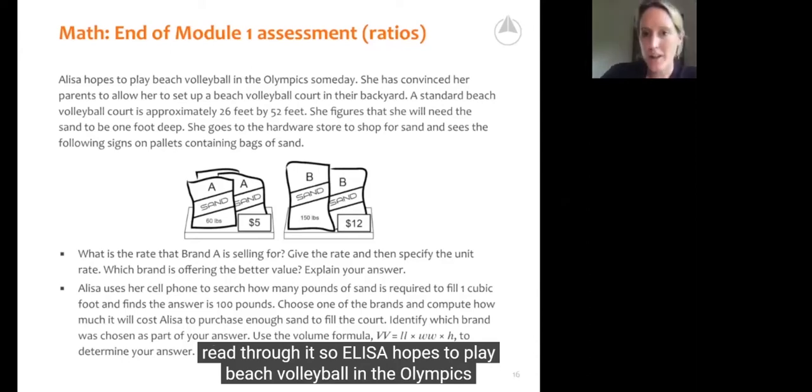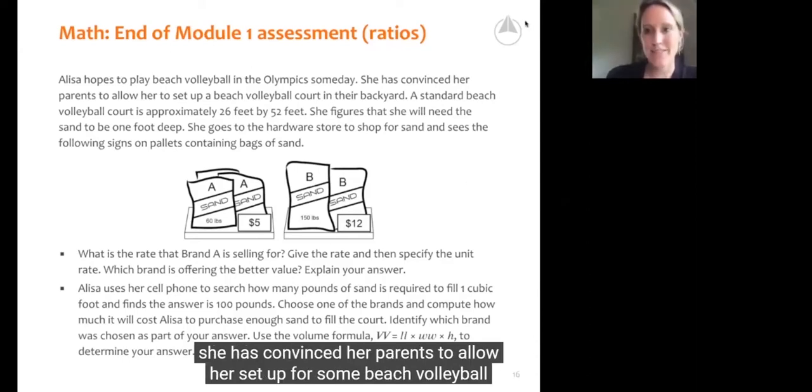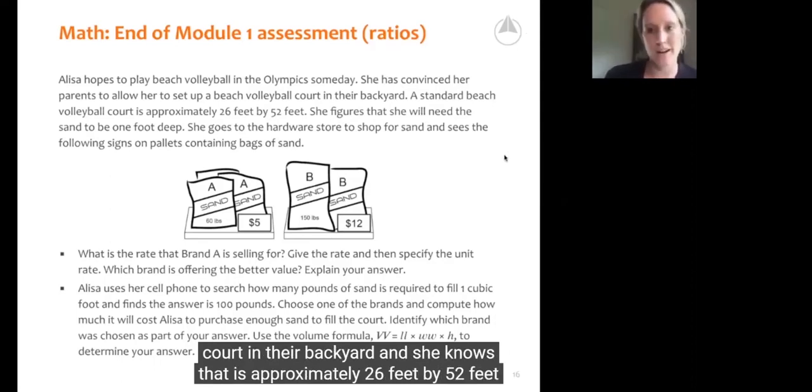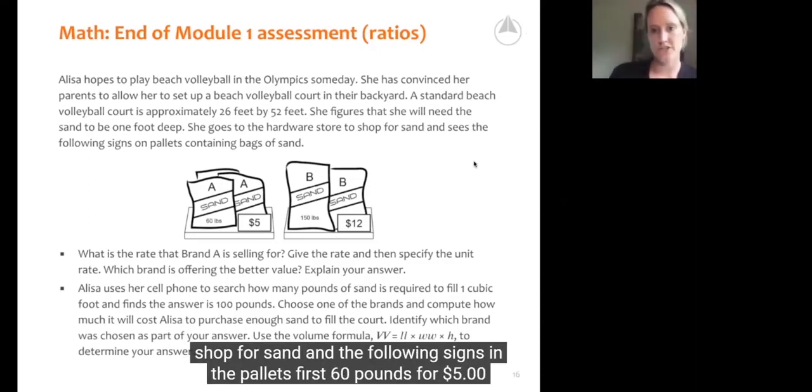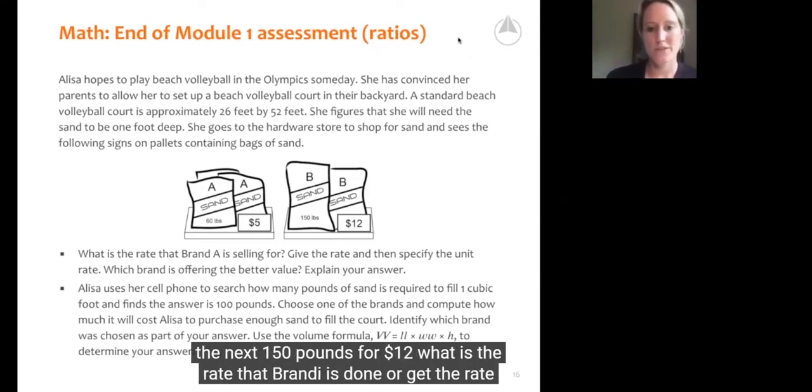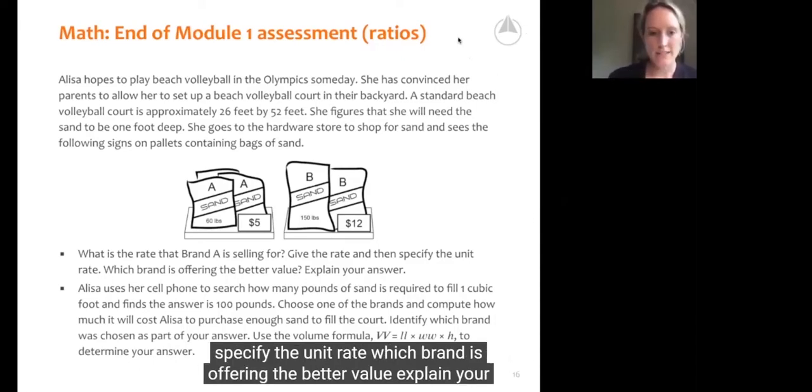Elisa hopes to play beach volleyball in the Olympics. She has convinced her parents to allow her to set up her own beach volleyball court in their backyard. She knows that it is approximately 26 feet by 52 feet, and she will need the sand to be 1 foot deep. She goes to the hardware store to shop for sand and sees the following signs on the pallets. First, 60 pounds for $5, the next 150 pounds for $12. What is the rate that brand A is selling for? Give the rate, specify the unit rate, which brand is offering the better value, explain your answer.